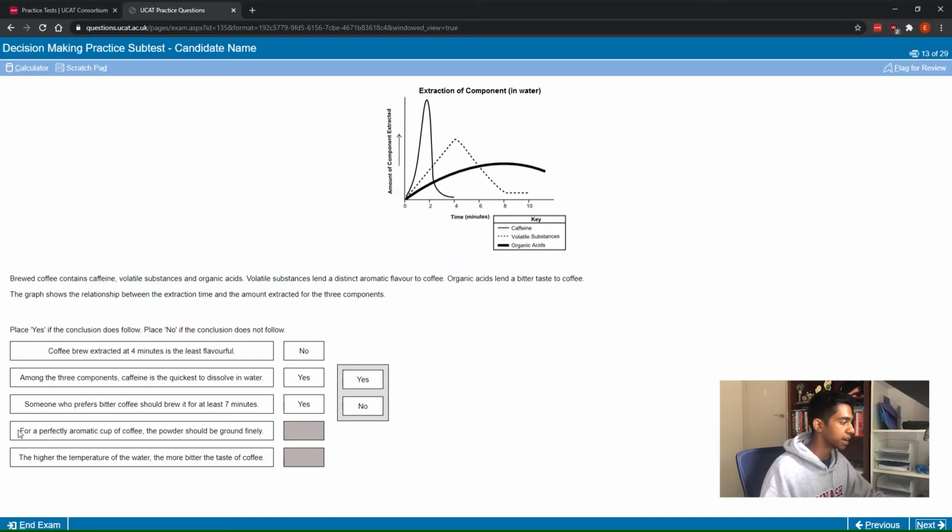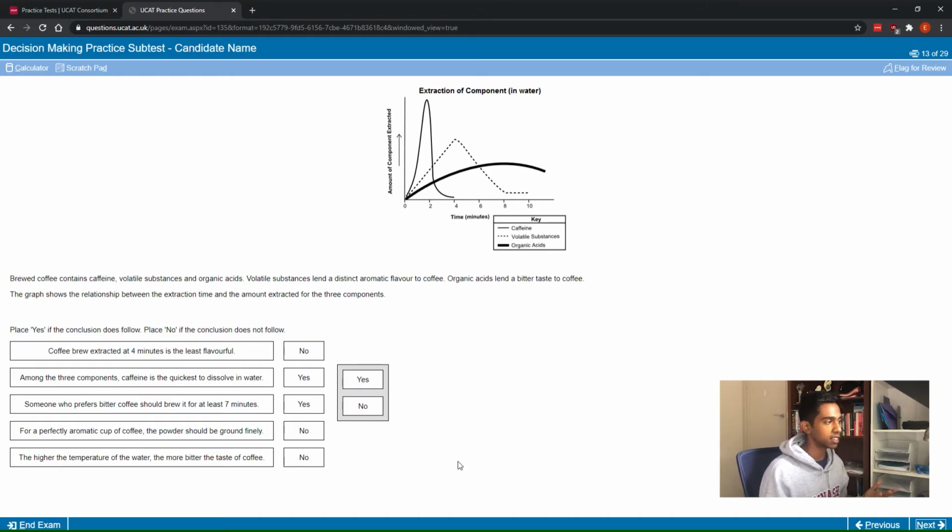For a perfectly aromatic cup of coffee, the powder should be ground finely. There is no information about powder here in the stimulus, so this would be no. The higher the temperature of the water, the more bitter the taste of the coffee. Also no information about the temperature of the water, so this is also no.